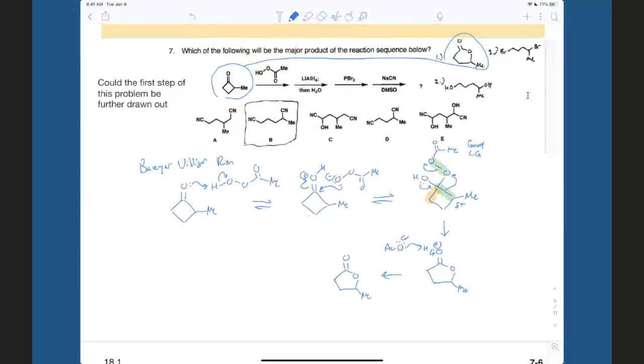So I think the next question is, how do you know it would ring open? And this has to do with the reduction step of lithium aluminum hydride. Sodium borohydride would not work here. Sodium borohydride will not reduce esters. It only reduces ketones and aldehydes, or things even more electrophilic like acid chlorides or anhydrides, and we'll see that in a minute.